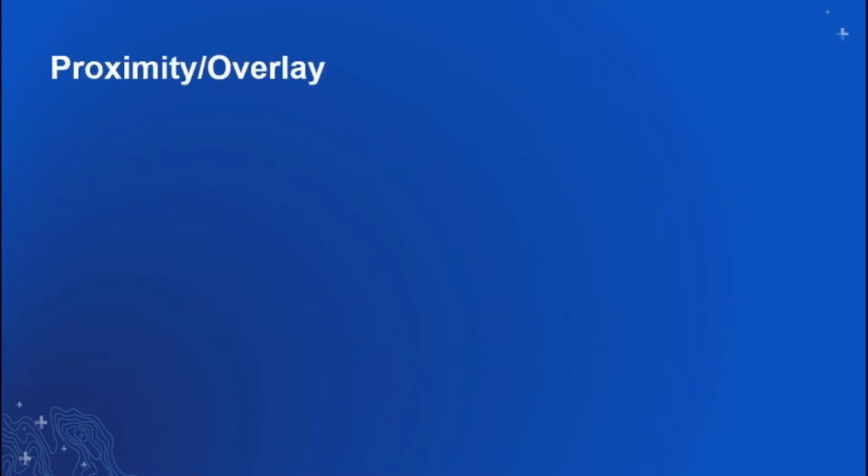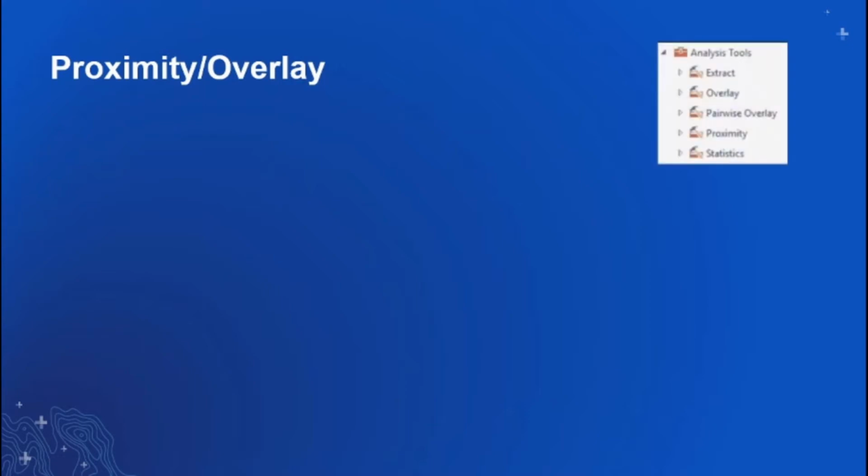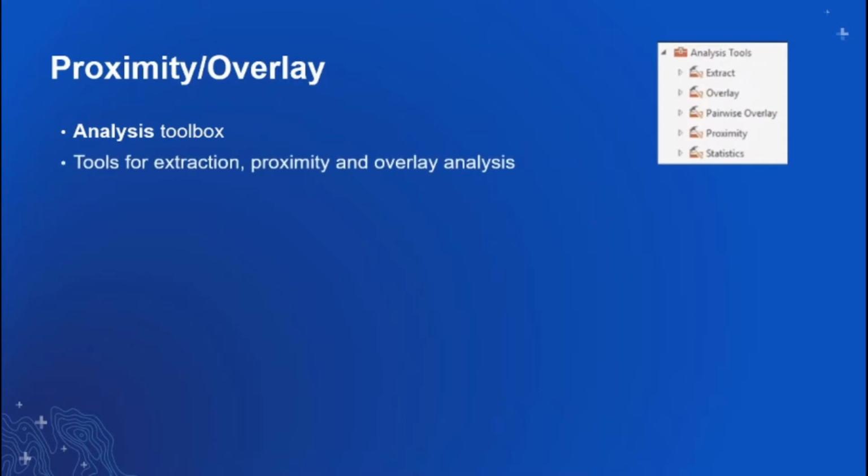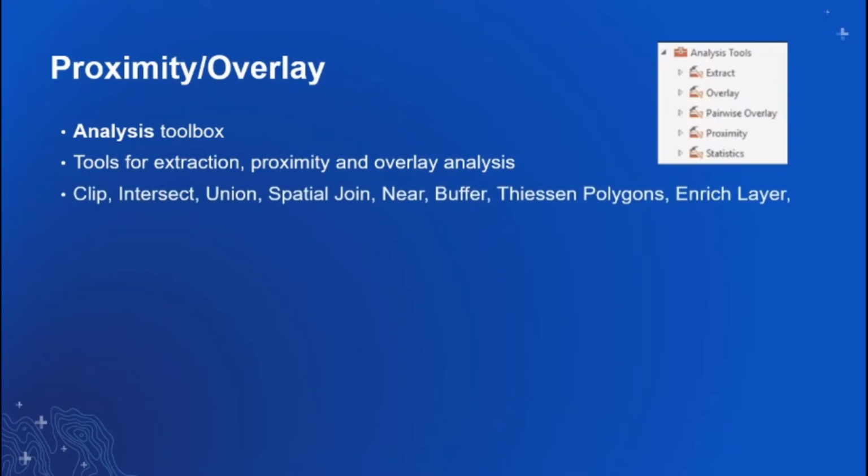So let's have a look. Let's jump right into the different types of analysis, and we are going to start off with proximity or overlay analysis. This is basically a fundamental type of analysis and can be found within the analysis tools toolbox. As you can see, it encompasses a bunch of tools such as extract, overlay, proximity, and so on and so forth. As mentioned, they're found in the analysis toolbox, and they're tools for extraction, proximity, and overlay analysis.